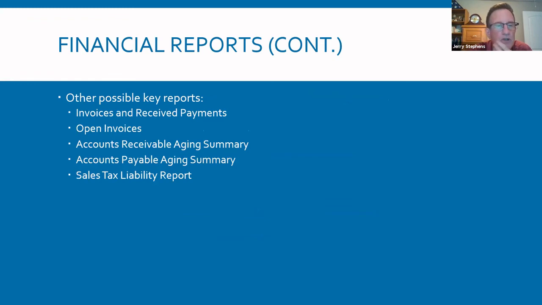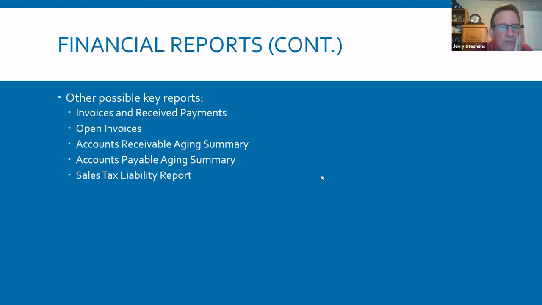Other financial reports, some of the key reports you might see: invoices issued, payments received, open invoices, an accounts receivable aging report, an accounts payable aging summary, and a sales tax liability report.